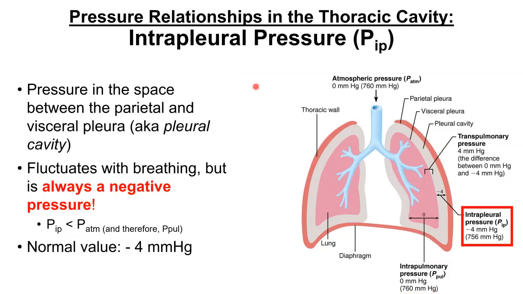The next pressure is what's called the intrapleural pressure. And the intrapleural pressure is going to be the pressure that exists between the two pleura, so between the parietal and the visceral pleura. So in this diagram, let me get out my drawing tool here. So in this diagram, remember I said the pink part is the lungs. So the pink part is the lungs.